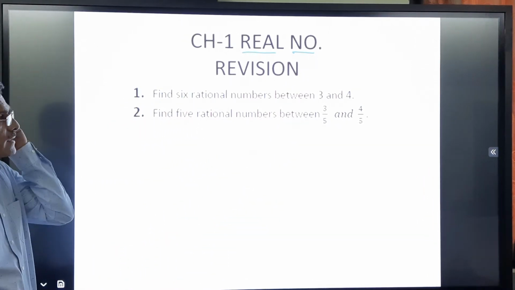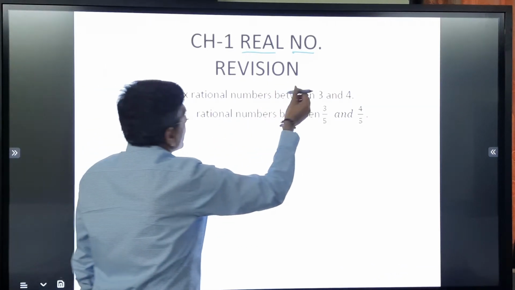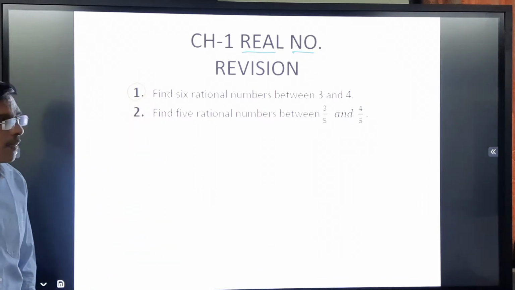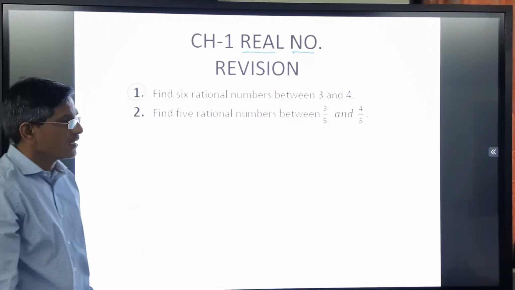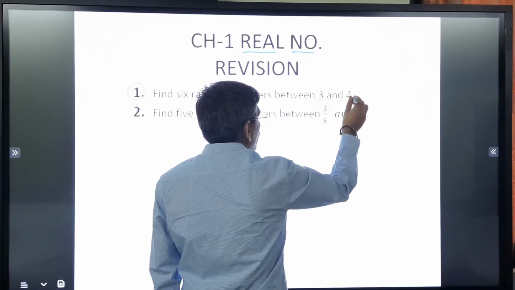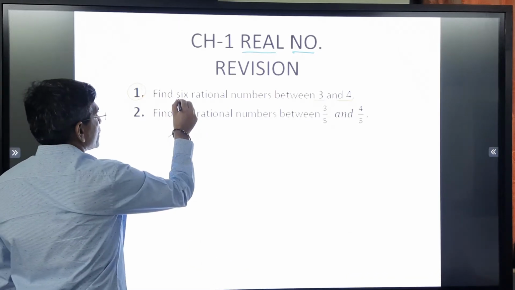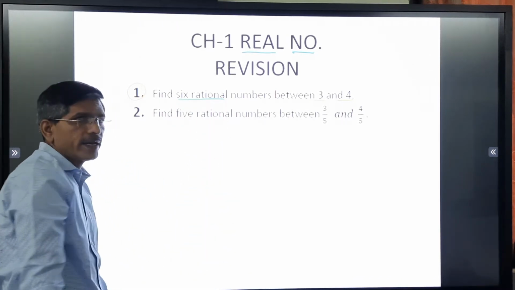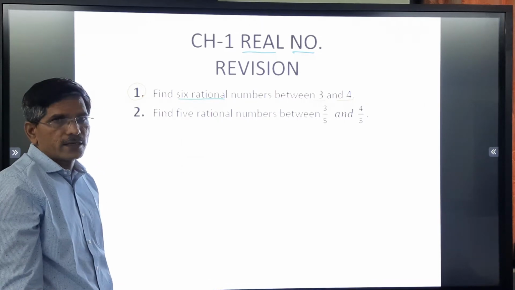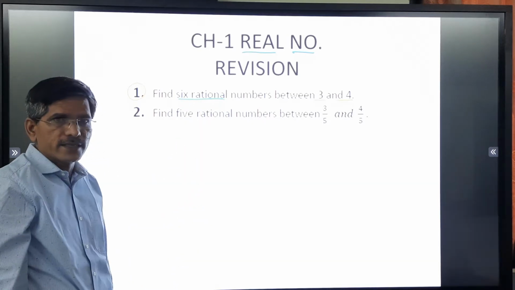So, the questions we have already given to you are in your assignment book. So, from the first question we want to start today. Find the 6 rational numbers between 3 and 4. First of all we must know that there are infinite rational numbers between two given rational numbers. Infinite. So we have to find out only 6.